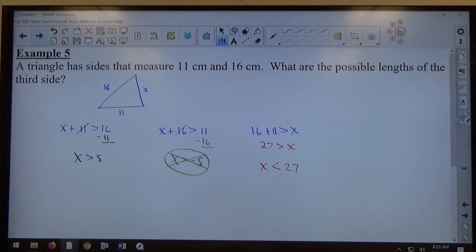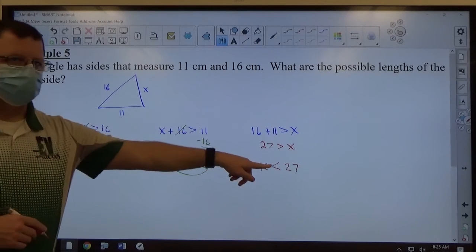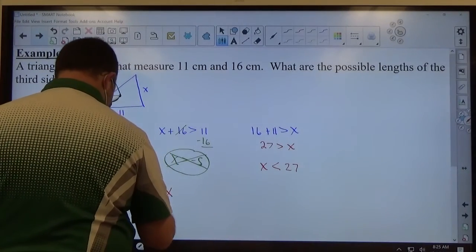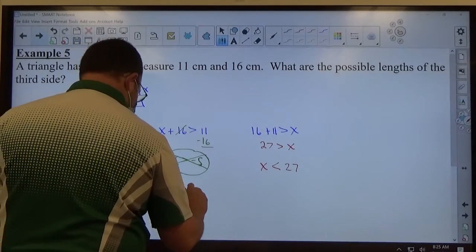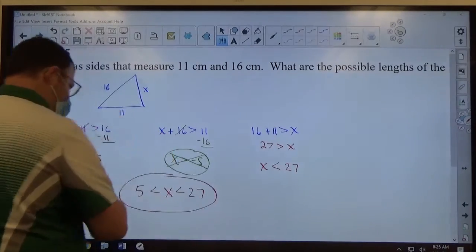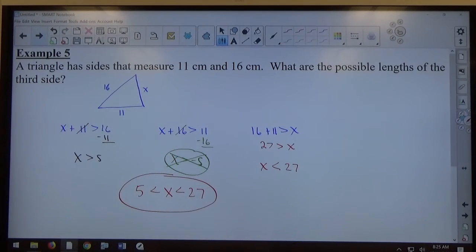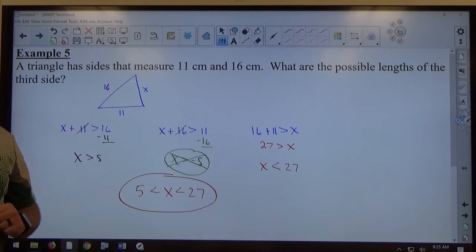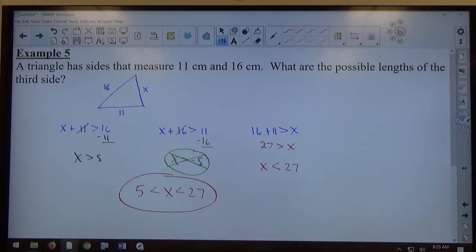All right? So x is greater than 5 and x is less than 27, which means x is between 5 and 27. In inequalities, that's how you write it. 5 is less than x is less than 27. There is no equals to. If it equals, you're looking at a line segment instead of a triangle. It's got to be slightly bigger than 5, slightly less than 27, or anything in between in order to create a triangle.